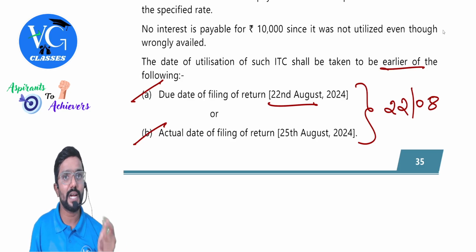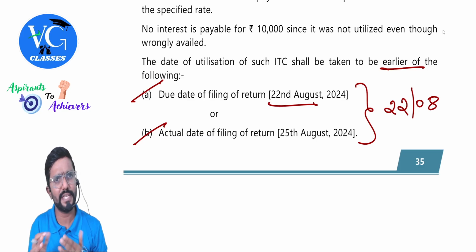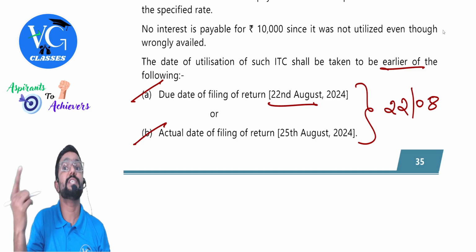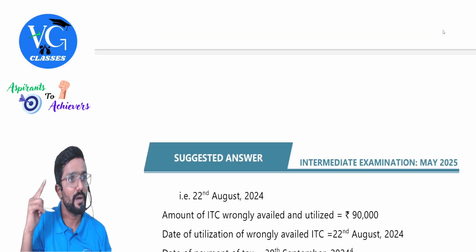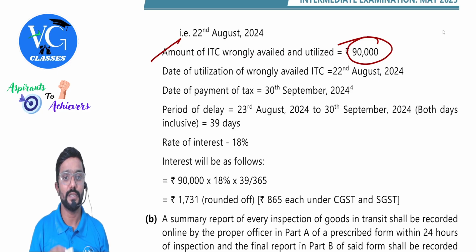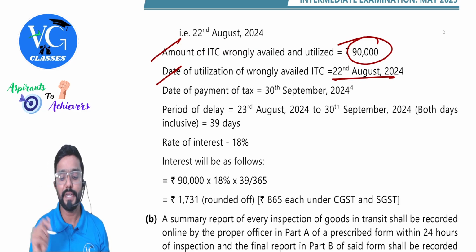So interest will start from what day? 22nd. Actually, if you pay it on 22nd only, no problem. But interest will actually start from the next day, that is 23rd August. Amount of ITC wrongly availed and utilized is how much? 90,000. Date of utilization of wrongly availed ITC is 22nd August. So on 90,000, interest will start from 23rd August.